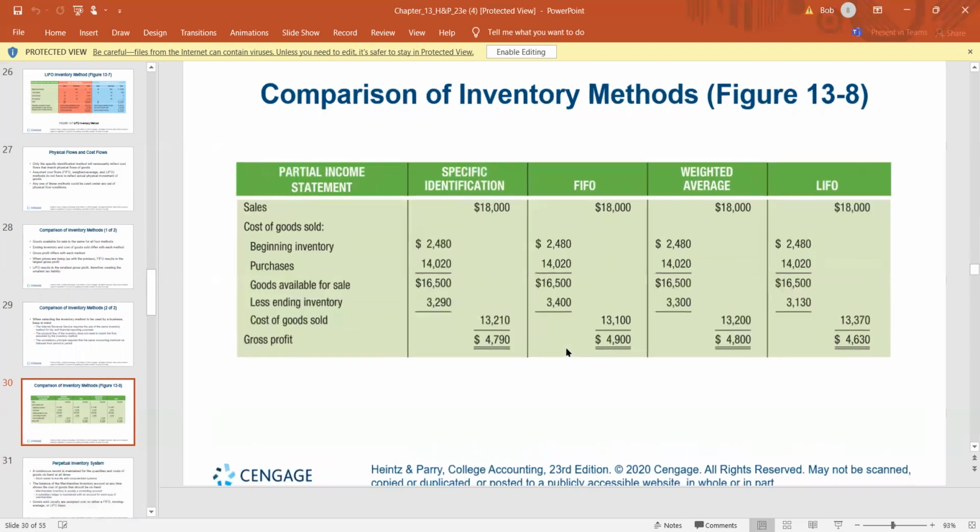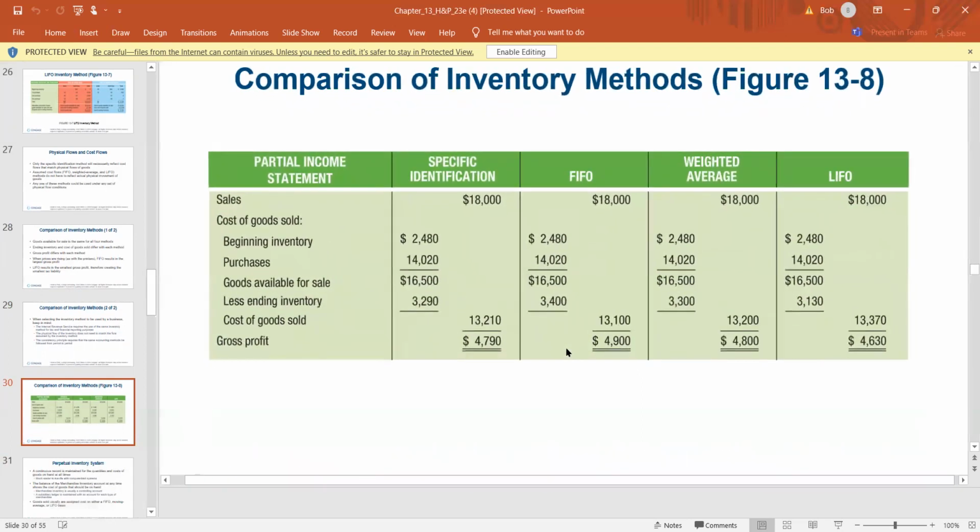Okay, here's an important grid here. Let's concentrate on this. Sales, 18,000, that's the same. Your beginning inventory, that's the same. And the purchases are the same. So the goods available for sale at the end of the month was $16,500. Under specific ID, the inventory count came to 3,290. So our cost of goods sold is 13,210, gross profit 4,790.